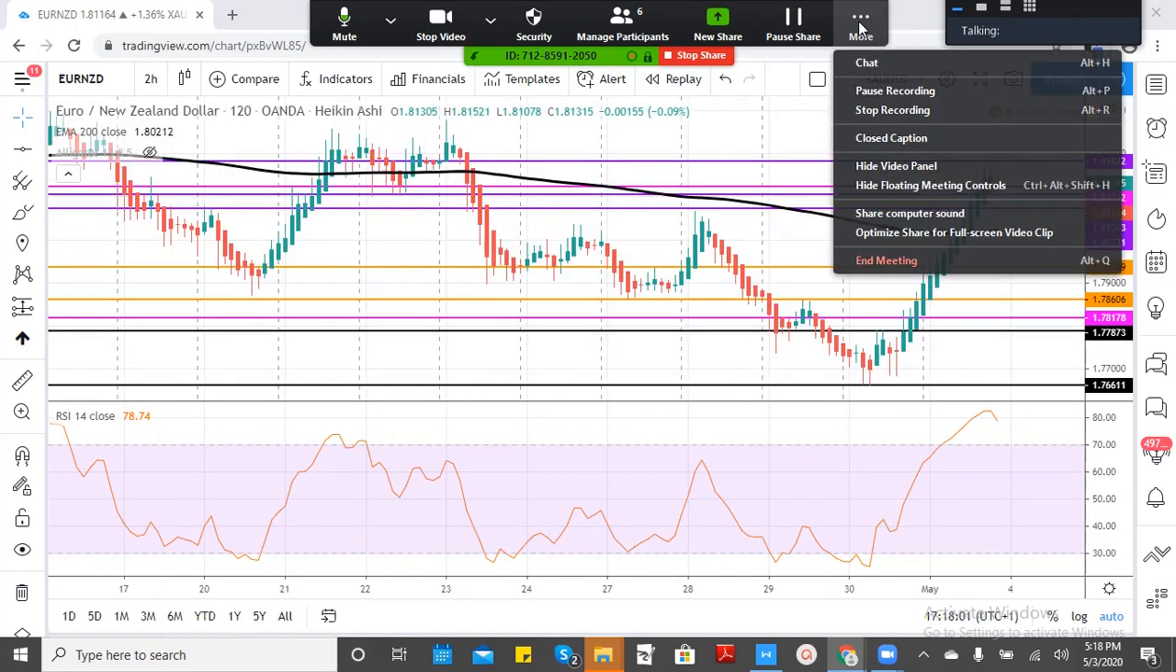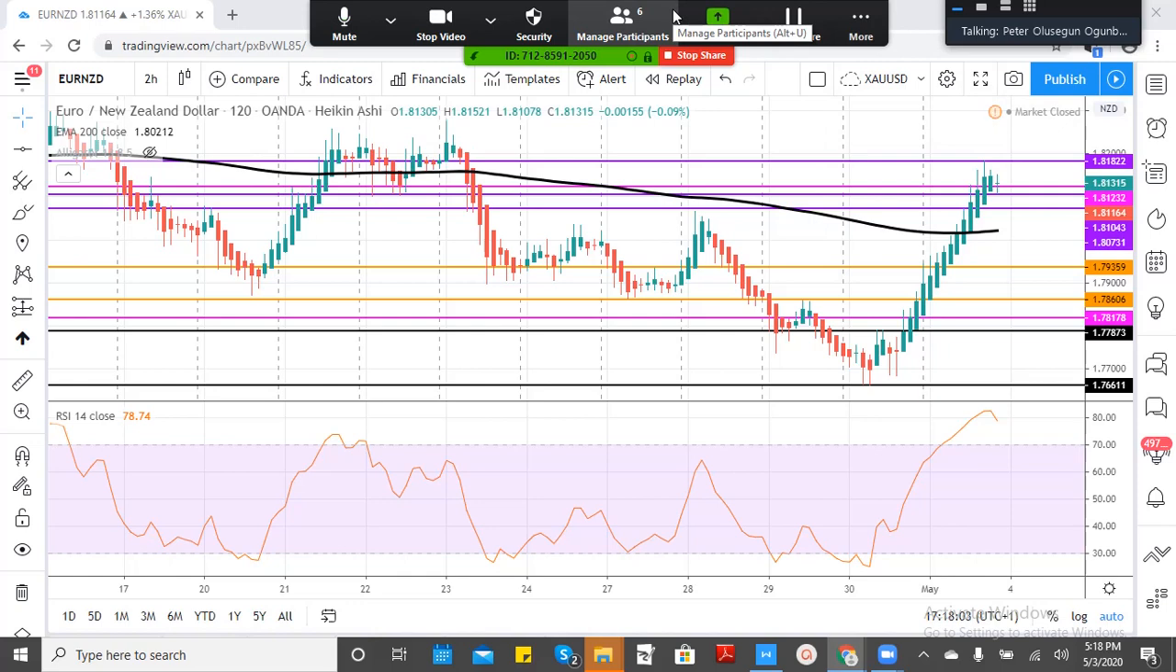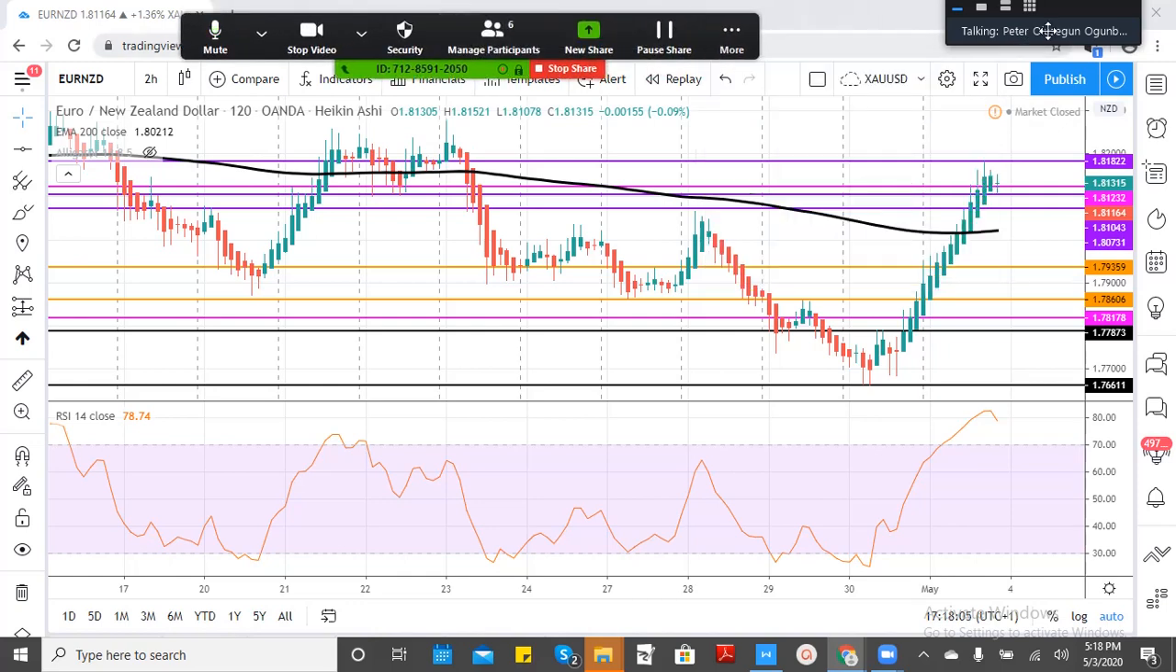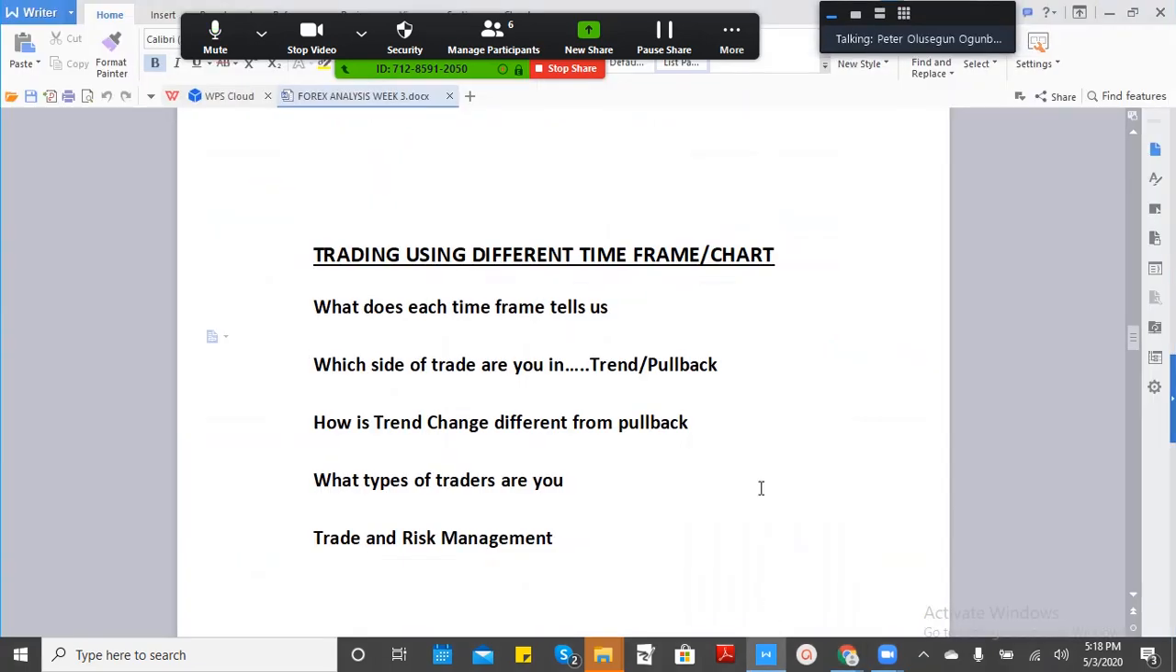So we need to talk about risk management. When you are doing a trade, we need to talk about risk management. Now, we've been able to cover this. What does each time frame tell us? Are we in a trend or do we pull back? The difference between the pullback and the trend, the types of trader you have. So the last one is what? The trade and the risk management.